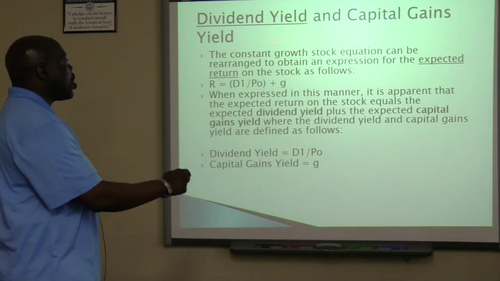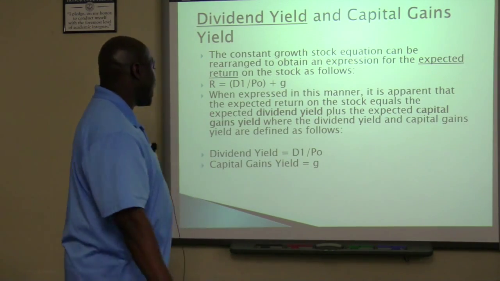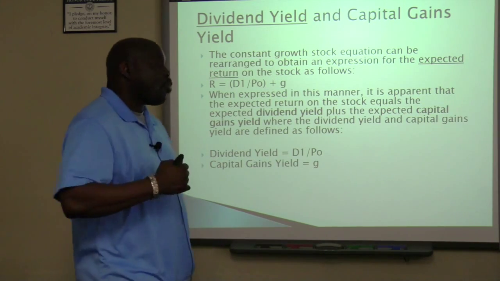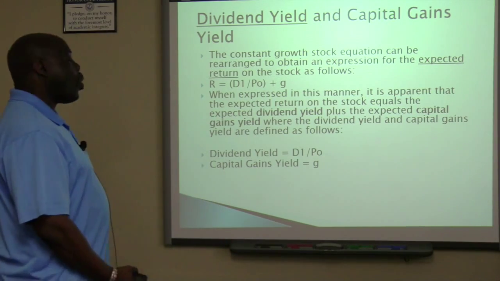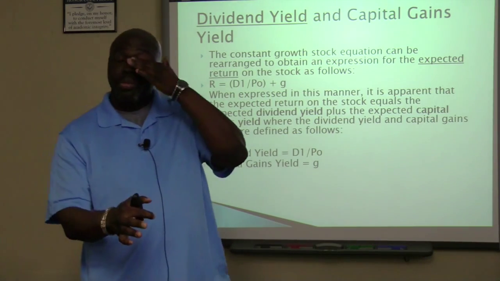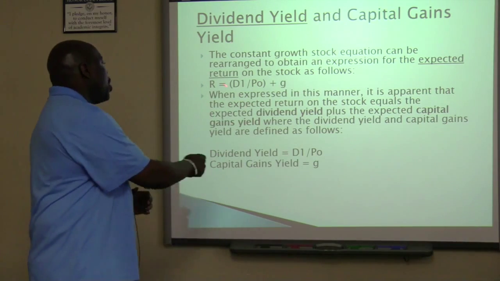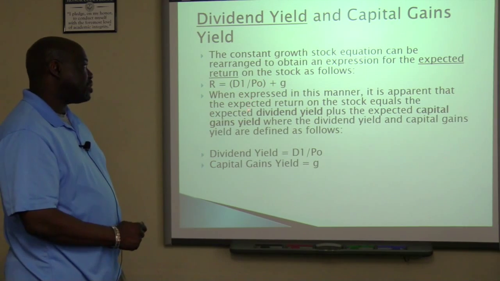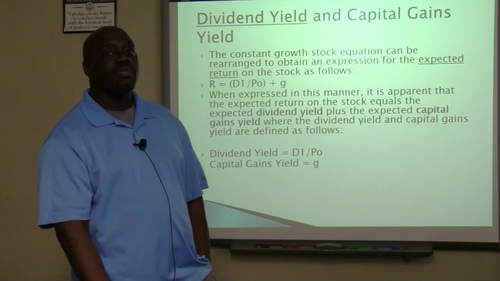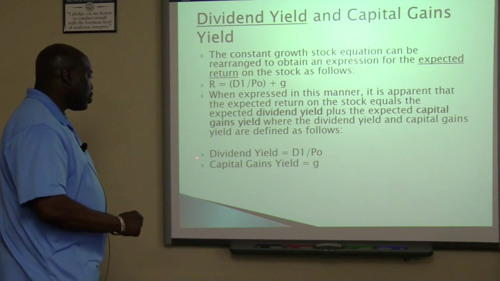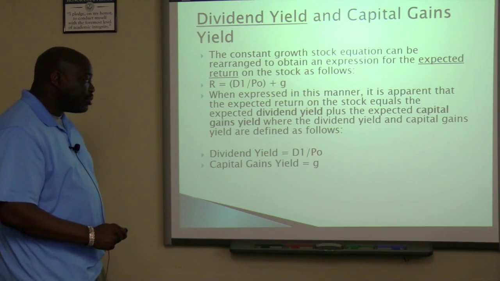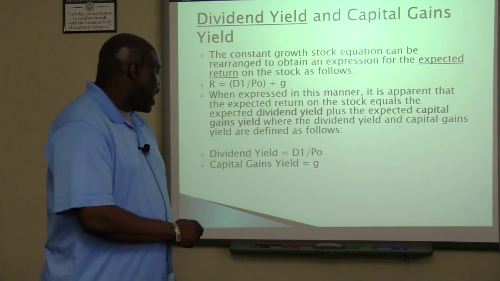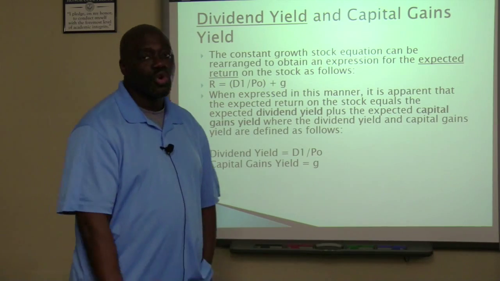Okay. Let's talk about dividend yield and capital gains. We might need to figure out what our required rate of return on a stock is. We take our existing formula and we switch it around. We now have the required rate of return equals dividend divided by price plus the growth rate. And that will give us our required rate of return. We also know that our dividend yield would be dividend divided by price, and our capital gain is just our growth rate.